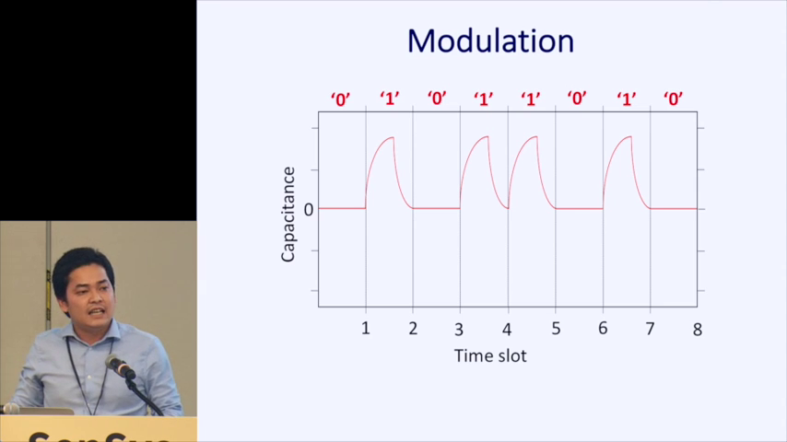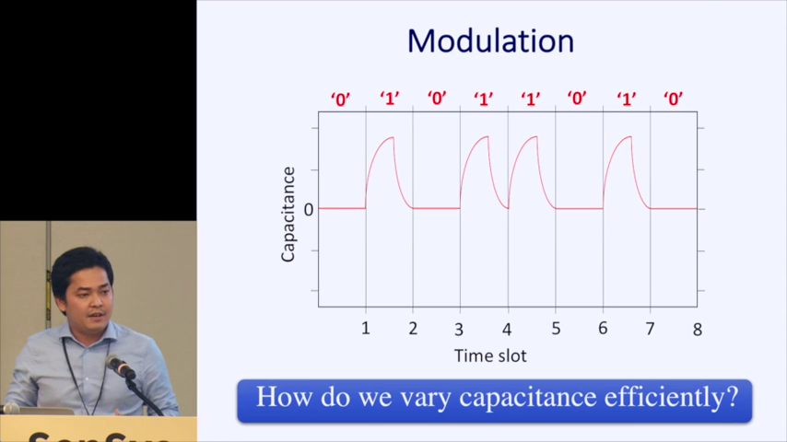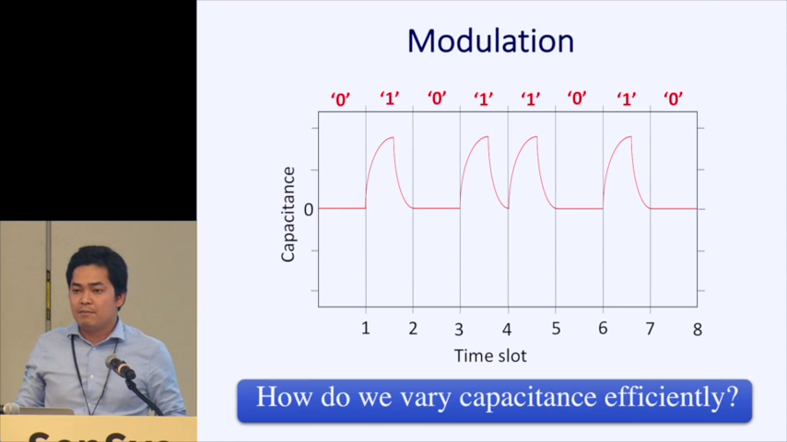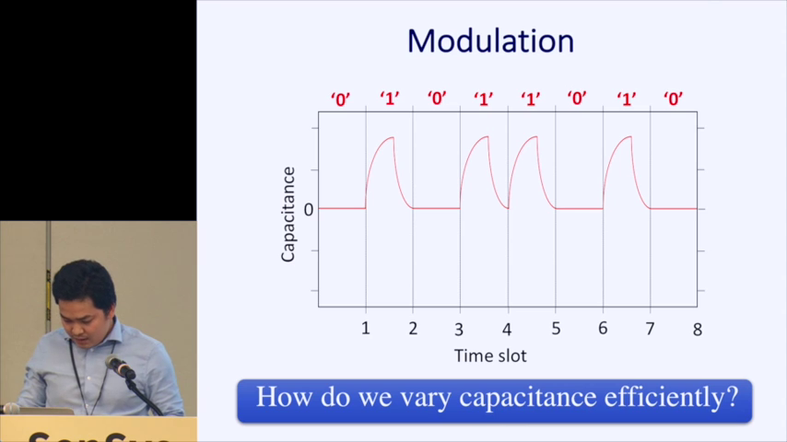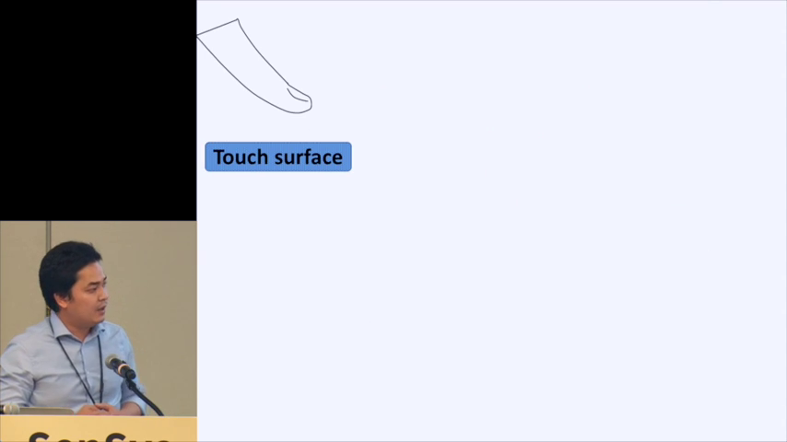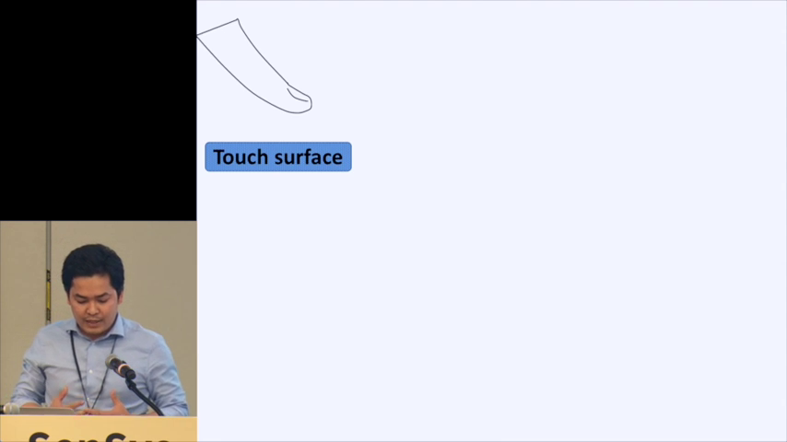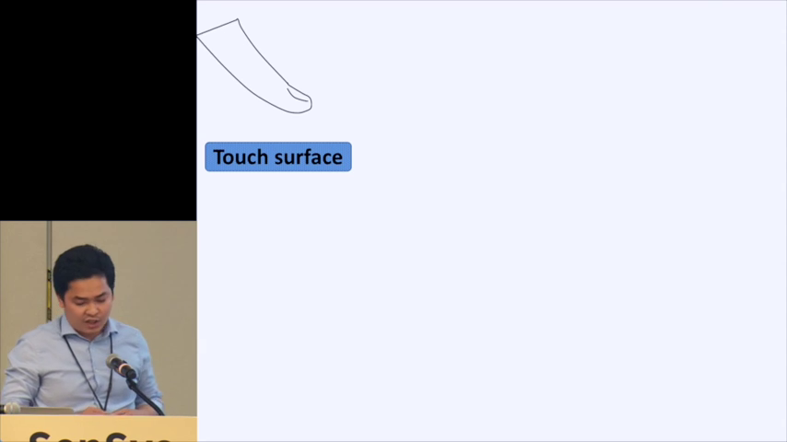So the question here is, how do we vary the capacitance efficiently? Because the number of times that we can vary the capacitance on top of the surface will define the data rate of our data communication. To answer this question, we analyze the fundamental mechanism of the touch sensor.